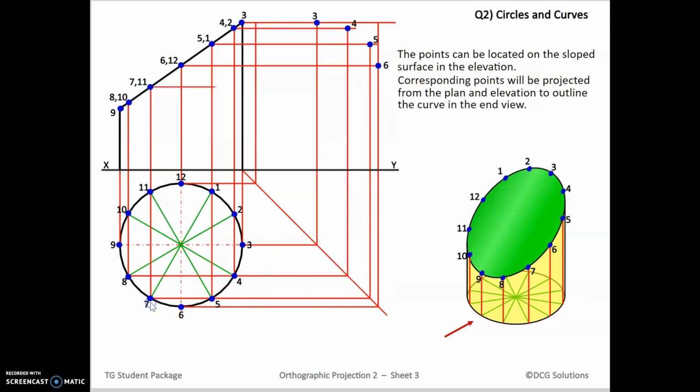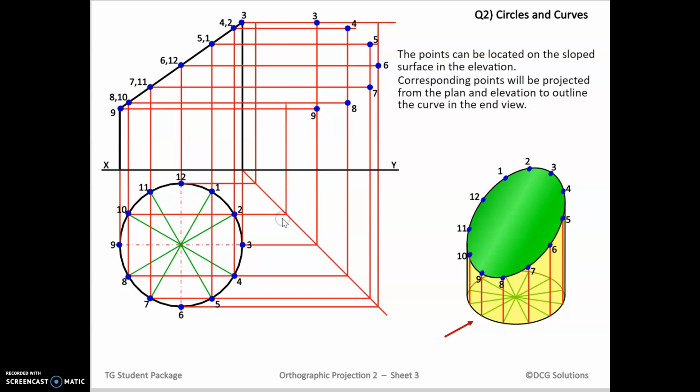Point 7. Here we go. Bring it across. Bring it up. That's point 7. Next one is point 8. We brought it across already. We brought it up. So all we're going to do is bring height 8 across. 9 is here. Bring it over. Bring it up. Bring it across from 9. That is point 9.